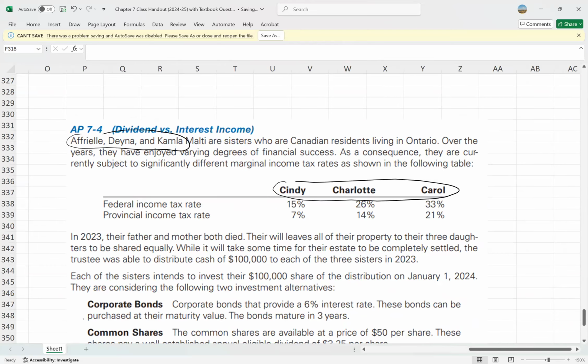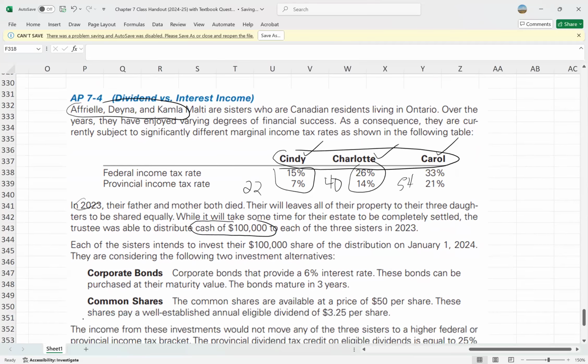And so Cindy, Charlotte, and Carol are three sisters, and they have different marginal tax rates. So we have both federal and provincial. Cindy is at 22%. Charlotte is at 40%. And Carol is at 54%. And because we're looking at dividends, we're going to be using both federal and provincial amounts. In 2023, their parents died, and so they left them each with $100,000. So after the estate was settled, each sibling received $100,000.